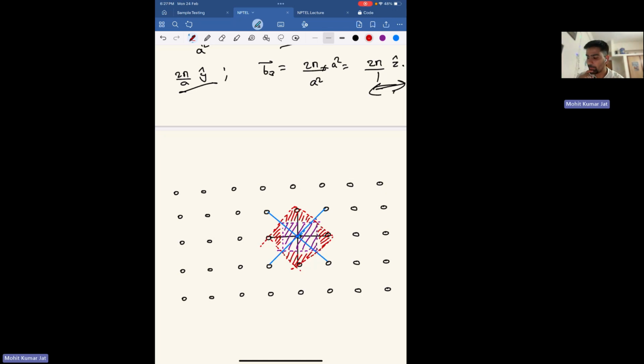Now if I want to make the third Brillouin zone, how do we construct it? We join to the third nearest neighbor. Then we bisect it. If we bisect it, it will go like this. So this is the third one.